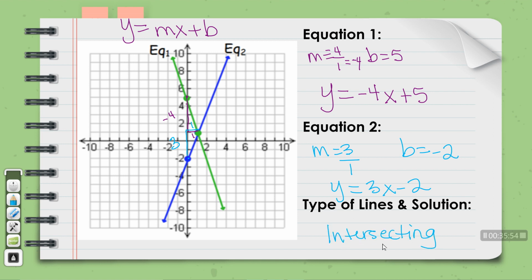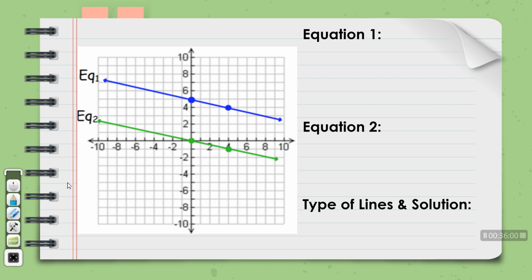Intersecting. Any questions on the reverse method? All right, let's write the equations.